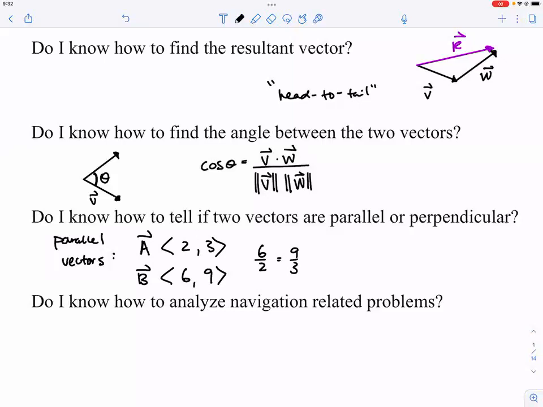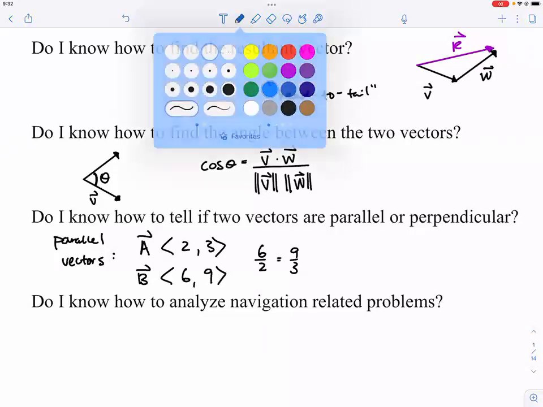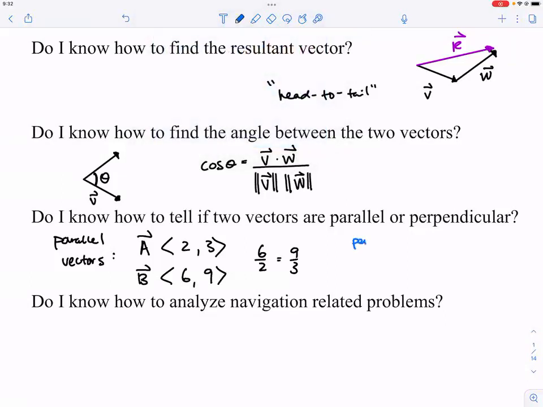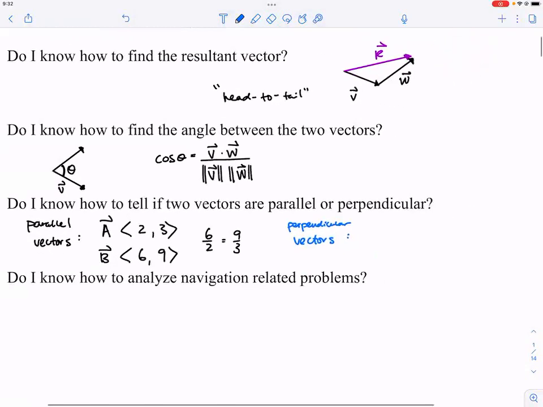And you should expect a question where you have to find the unknown k. That will be on the quiz and test, because we want to see if you understand what it means to have a pair of parallel vectors. And for perpendicular vectors, what's the meaning of having perpendicular vectors?